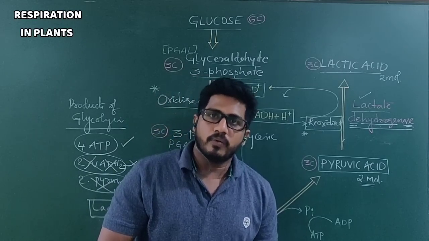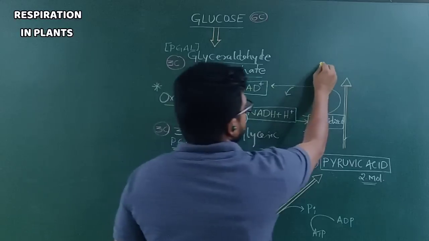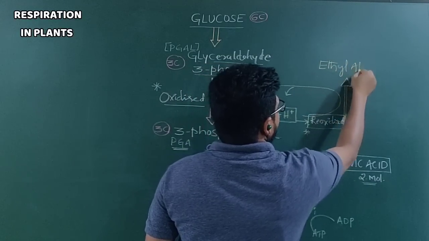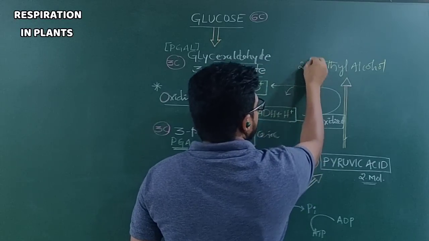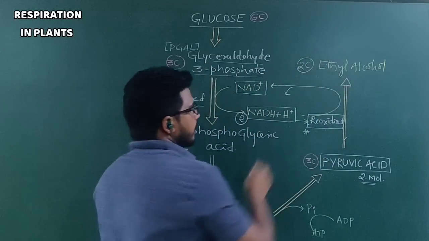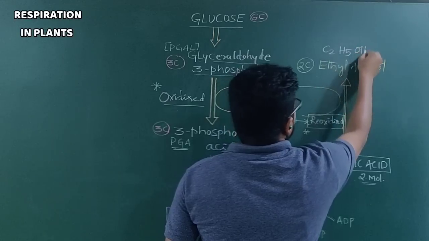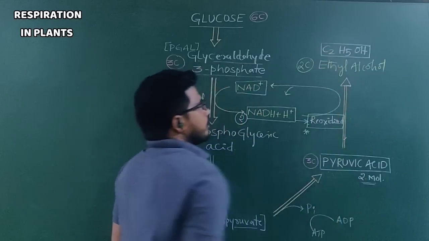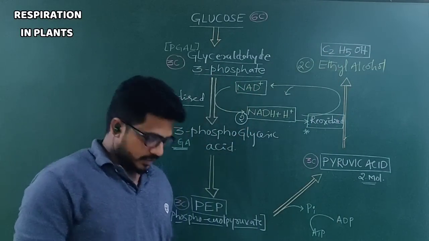Now let us see what is fermentation. In case of fermentation, the product is ethanol or ethyl alcohol. Ethyl alcohol is 2 carbon component. Formula C2H5OH. If this is the product, what are the consequences in the anaerobic respiration? Let us examine.